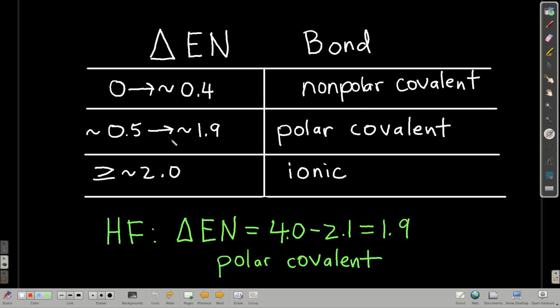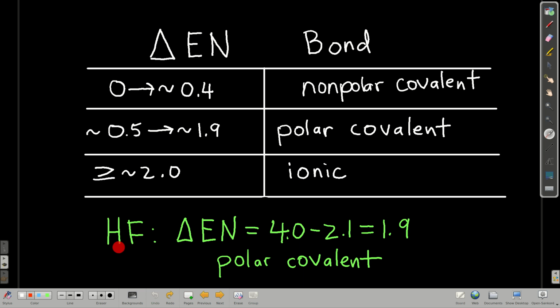Now, if the difference in electronegativity is from about 0.5 to about 1.9, we're going to say that's a polar covalent bond. Covalent means that the electrons are still being shared between the two atoms, but polar means that there's a negative end and a positive end. The more electronegative element has the negative end of the pole, and the less electronegative element has the positive end. And now if the difference in electronegativity between the two atoms is about 2.0 or bigger, that's a big enough difference so that most of that electron density is on the more electronegative element, and we call that an ionic bond.